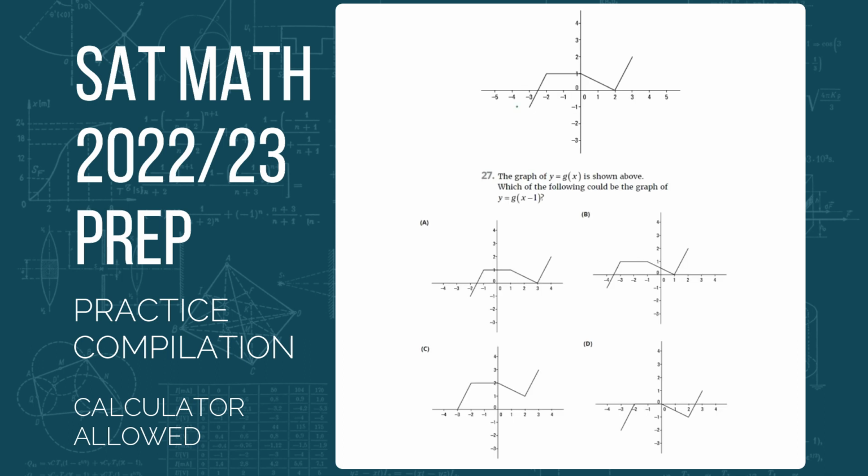Graph y is equal to g of x is shown above. So this is the graph g of x. Which of the following could be the graph of y is equal to g of x minus 1?